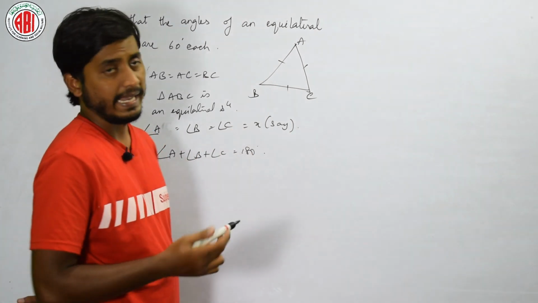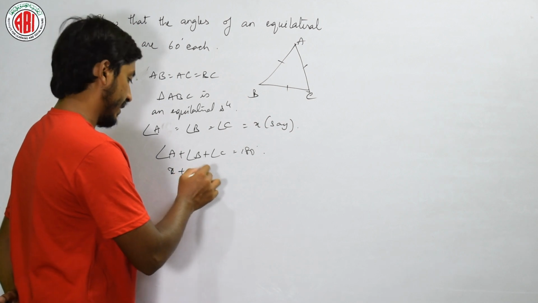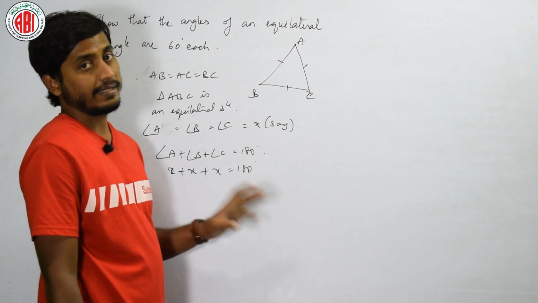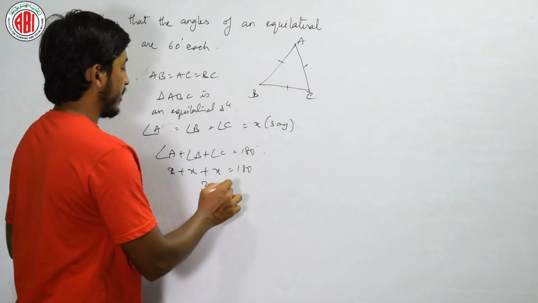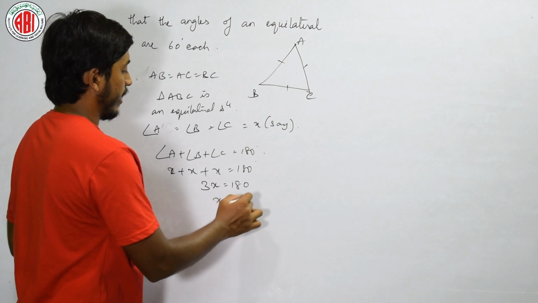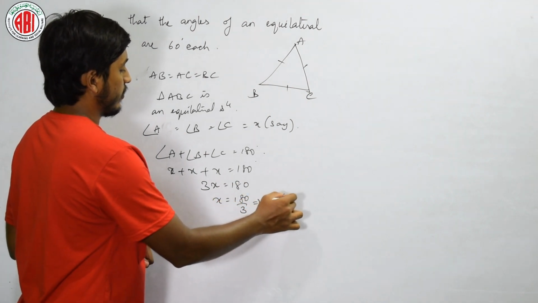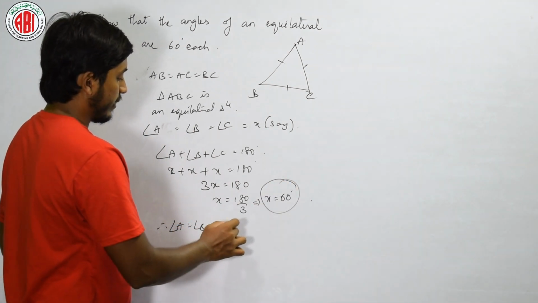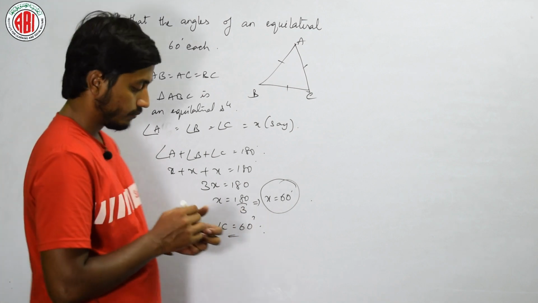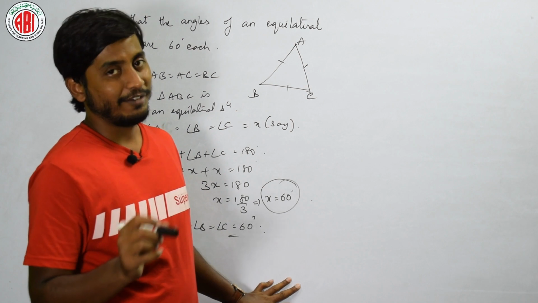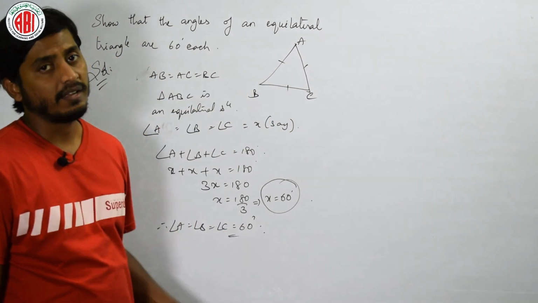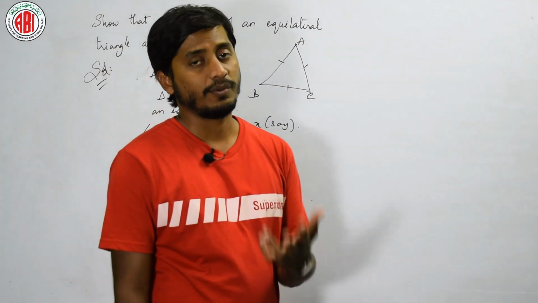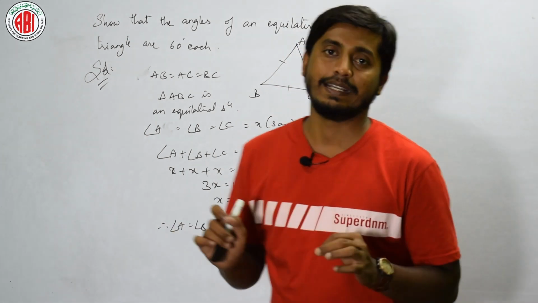What did we assume? x, right? x plus x plus x equal to 180. Isn't it? We are assuming three angles as x, x and x. Therefore, 3x is 180, x is equal to 180 by 3, that is x equal to 60. Therefore, angle A equal to angle B equal to angle C, that is equal to 60 degrees. Clear? Right? What did we do? Since all three sides are equal, we know that all three angles are equal. Let us assume each angle as x, then add all angles equal to 180. Therefore, each angle will be 60 degrees.